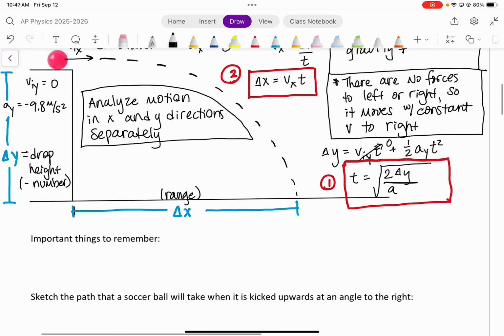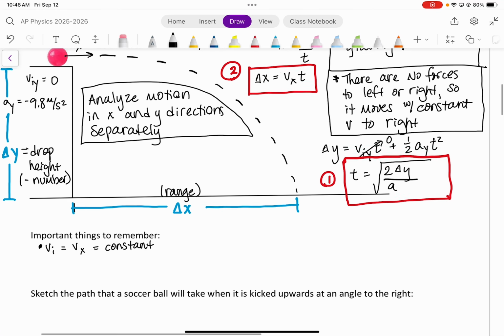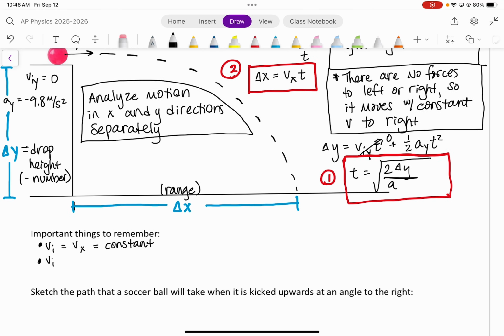All right, so important things to remember. VI, initial velocity, is the same thing as velocity in the x direction, and this is always going to be constant. All right, so our VIY will be 0, just like a ball dropped from rest.